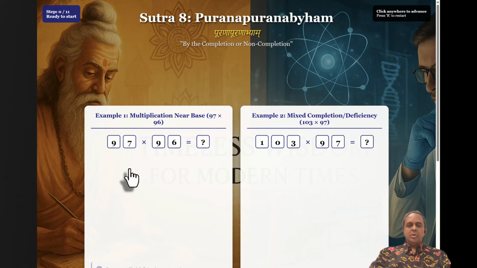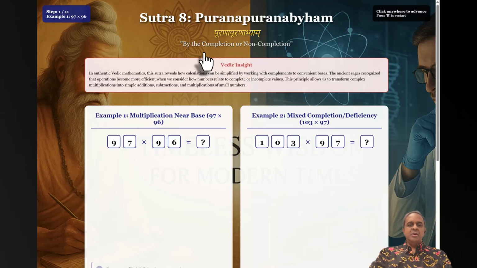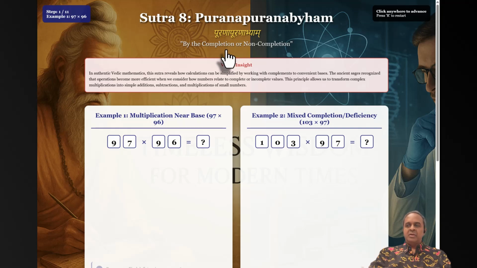All right. So now let's start with Sutra 8, Purnapuranabhyam. Basically, the Sanskrit to English translation of that is "by the completion or non-completion," right? So, welcome to this eighth lesson of Vedic Mathematics, or the eighth sutra. We will explore what Purnapuranabhyam, or by the completion or non-completion, actually means.